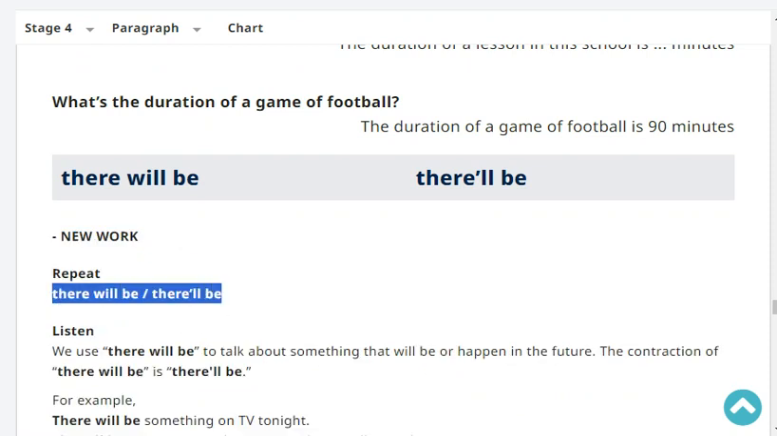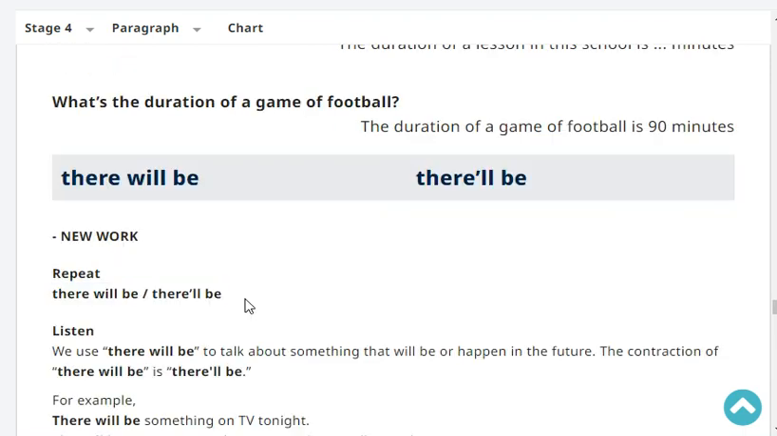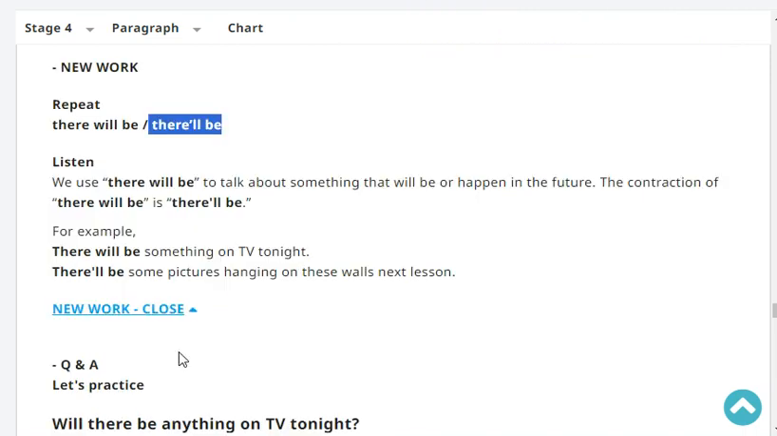Next, there will be. There will be. And the construction, there'll be. There will be. Very good. Okay, listen. We use there will be to talk about something that will be or will happen in the future. The contraction of there will be is there'll be. For example, there will be something on TV tonight. So there's a good show tonight. There will be some pictures hanging on this wall next lesson.